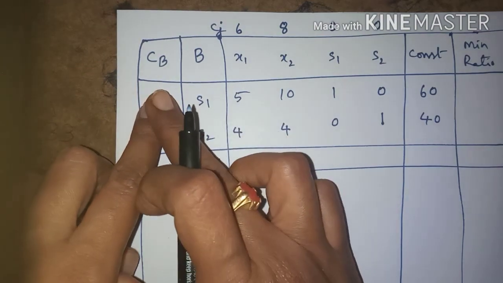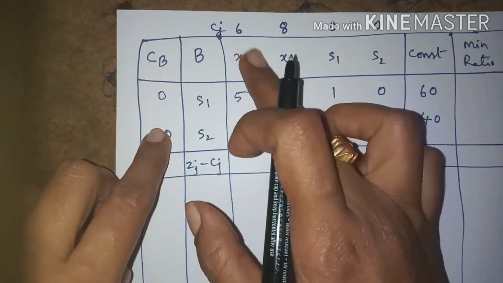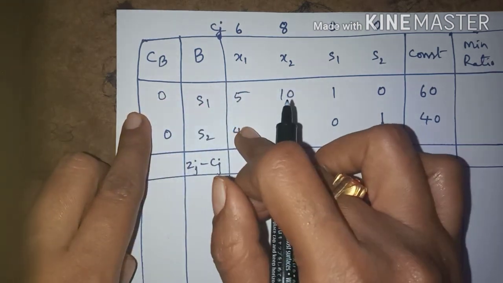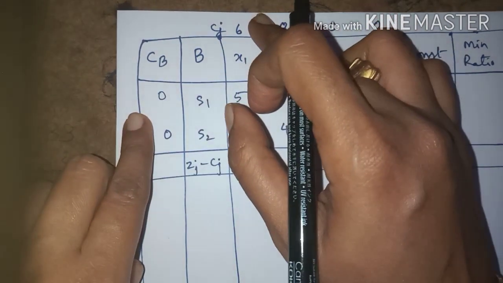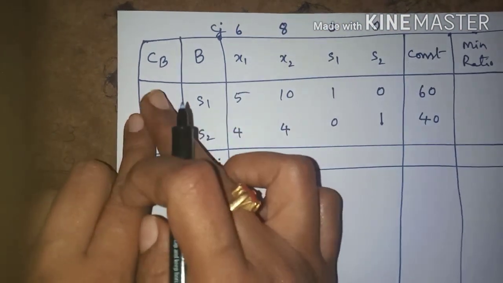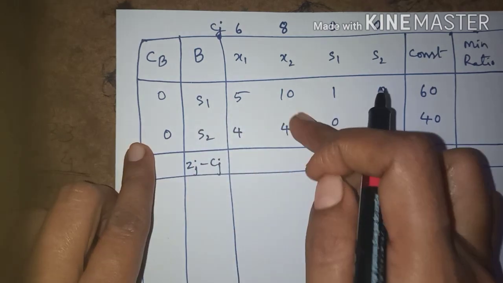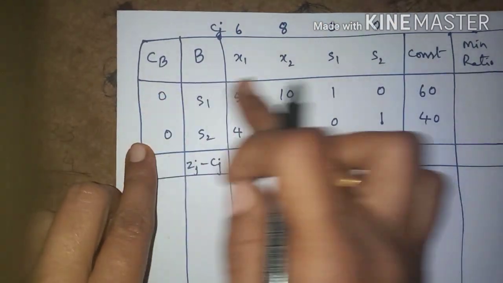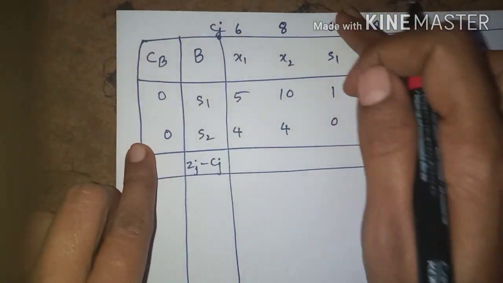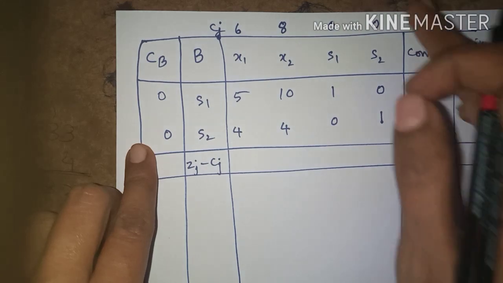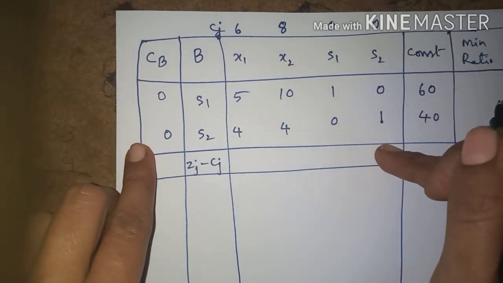How to calculate it: take the CB column into the first column. That means 0 into 5 plus 0 into 4 minus Cj, minus 6, here we have to write. And in the same way, 0 into 10 plus 0 into 4 minus Cj, here we should write. And 0 into this plus 0 into this minus 0, here we have to write. 0 into 0, 0 into 1 minus 0 minus Cj, we have to write like that here.